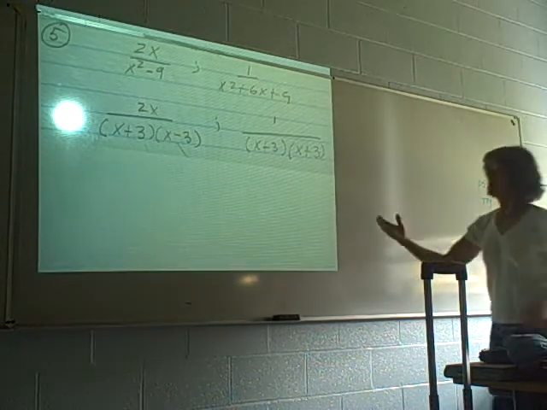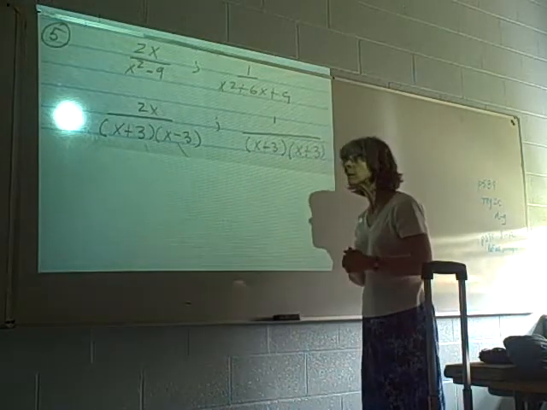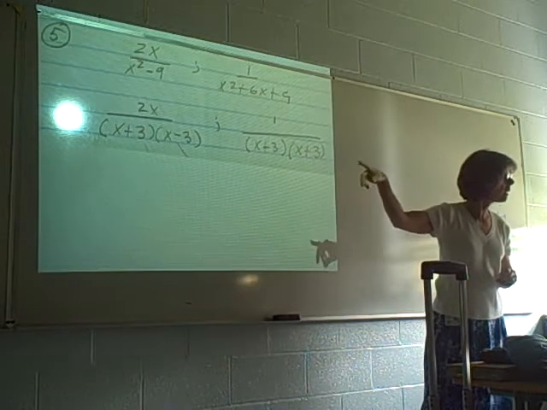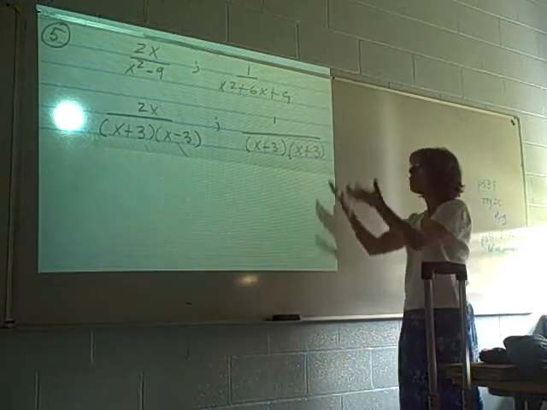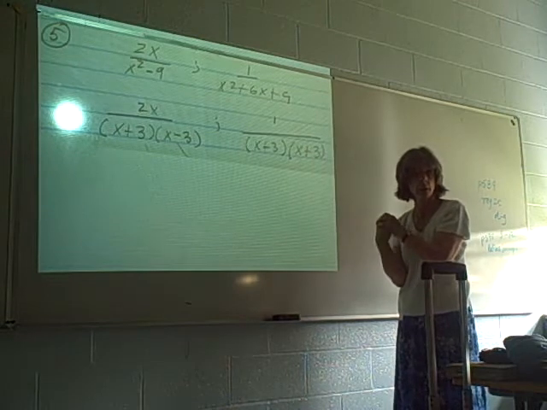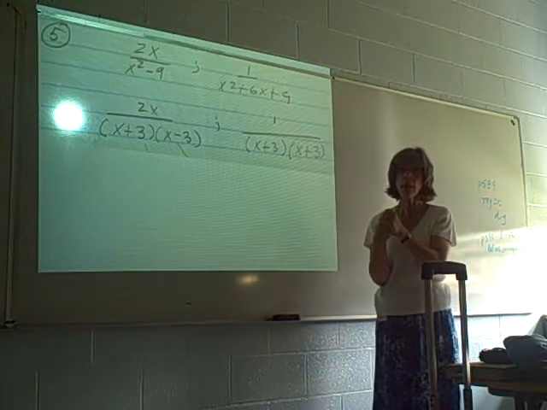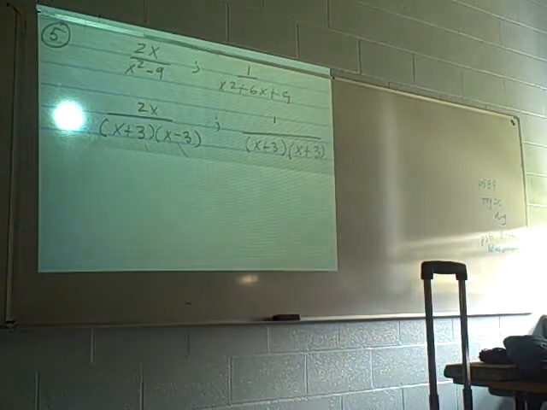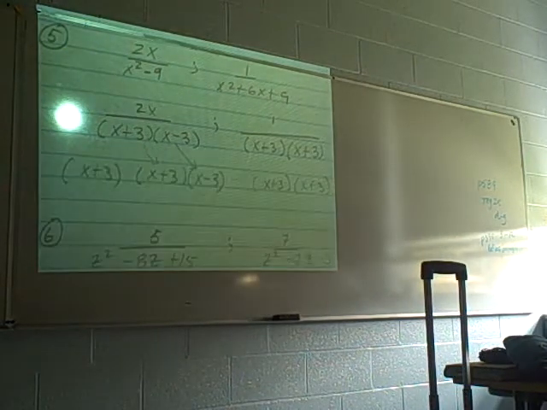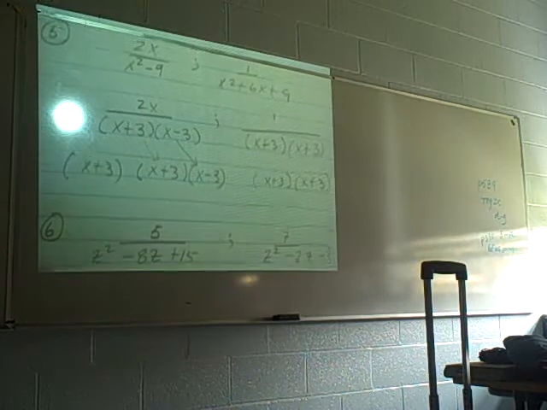Does this side have 2 plus 3's? No. So what am I going to have to add onto that side? X plus 3. And what am I going to have to add onto this side? X minus 3. Okay? You feeling better? So that was 1 through 5 and 6, right? 6.